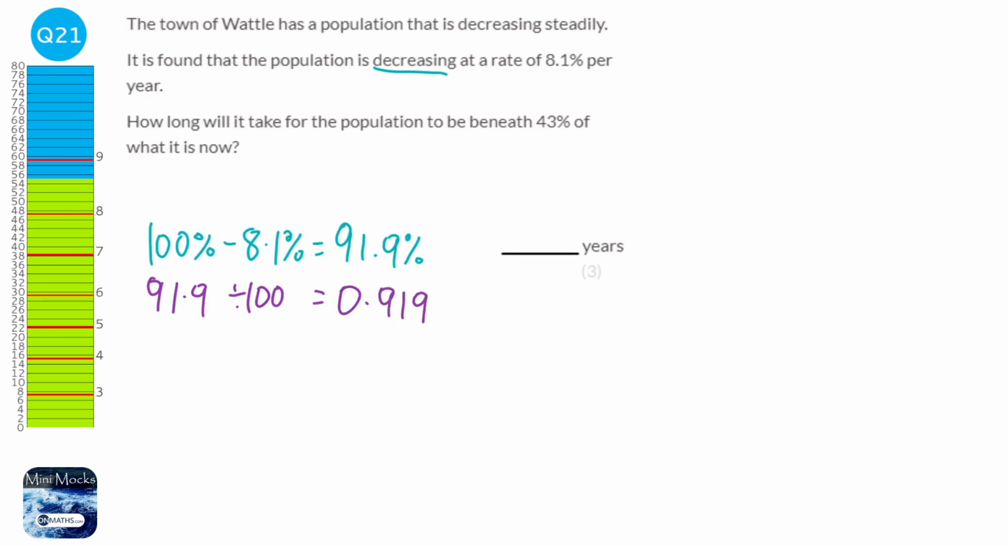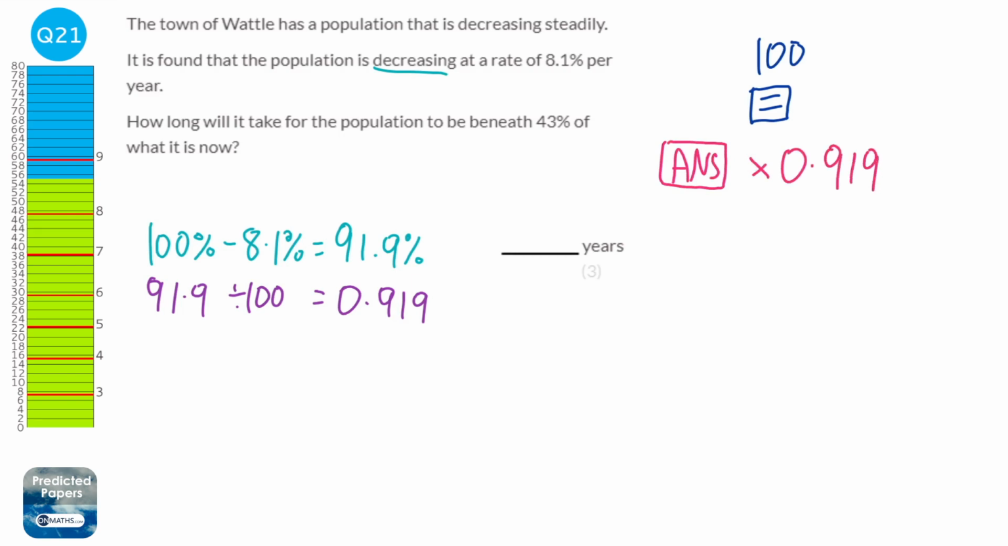Now, there aren't any amounts given to us in this question, so we're just going to make one up. We're going to say that the population is 100, okay? And what we're going to do is type in 100 into our calculator, and then we're going to press the equals button. Now what that does is it stores the 100 in the calculator's memory. And it's basically this next line that's the crucial bit. We're going to type in answer, which at the moment is that 100, times 0.919. And what that does is it says what the current answer is, we're going to decrease it by 8.1%. We're going to times it by that multiplier.